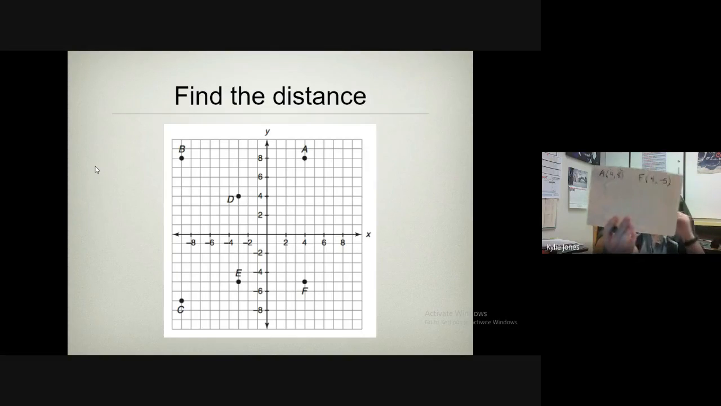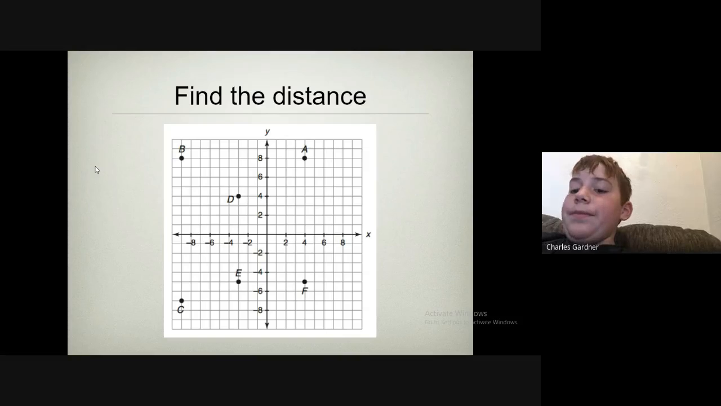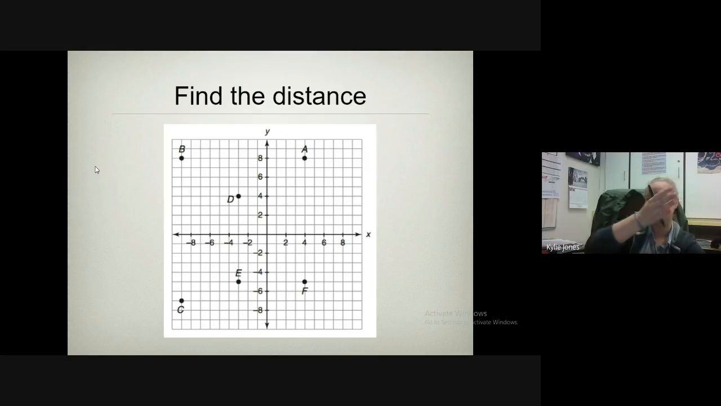Okay, so if you look at me in the corner, wherever I am on your screen, we have these 2 points. A is 4, 8, and F is 4, negative 5. First thing you have to do is look for the things that are the same. What numbers are the same? The X's or the Y's? The X's. Good, the 4. Y's. This is your X's. I still get confused about them. X always goes first. It goes in alphabetical order.